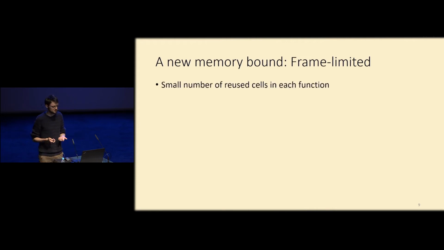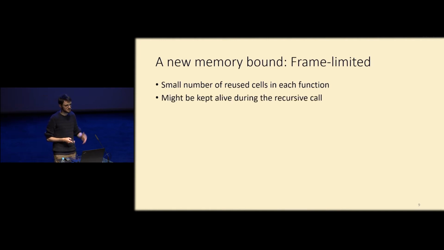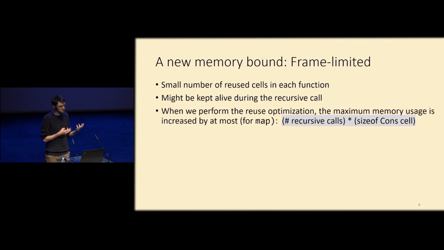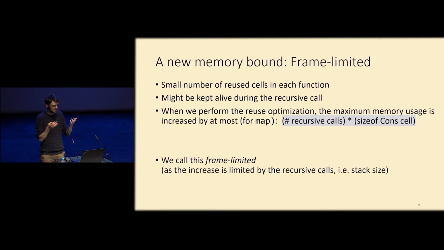The intuition is as follows. We have a small number of reused cells in each function, which we can treat as a constant overhead. They might be kept alive during a recursive call, as we've just seen in the map example. And so, at least for the map example, our space overhead will be the number of recursive calls that we have times the size of a Cons. Or in general, it will be frame-limited in the sense that it is limited by a constant times the number of stack frames that we have at any given point during the runtime of our program.